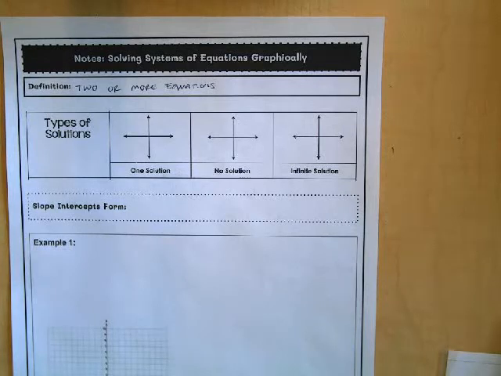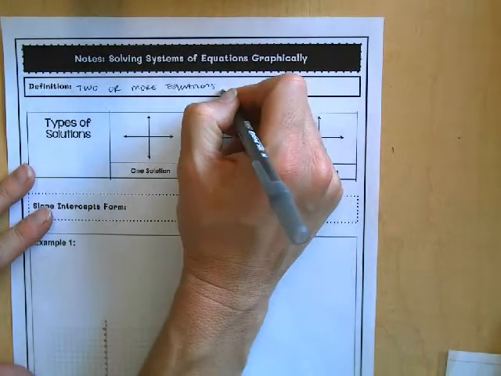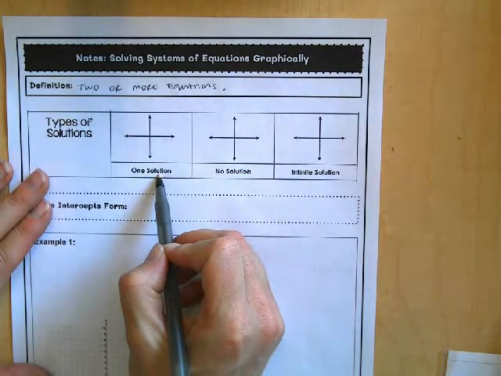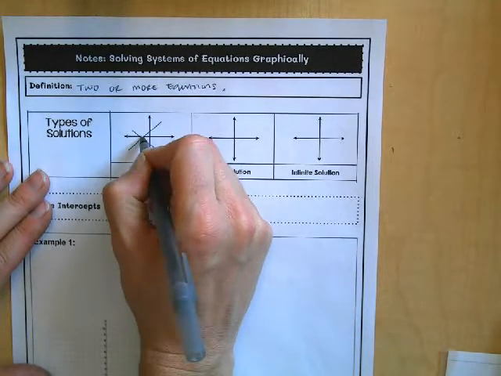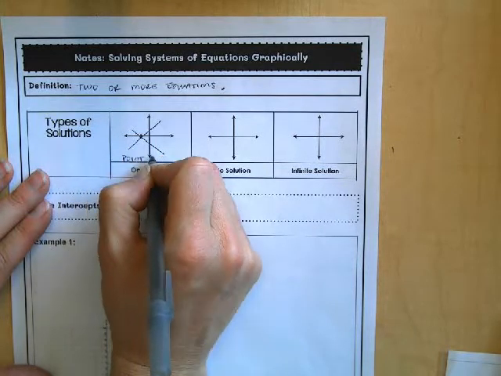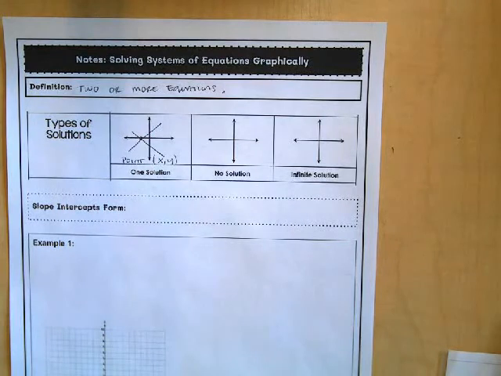Hi everyone, today we're going to be talking about solving systems of equations graphically. So the definition: you get two or more equations. And the types of solutions there are going to be: if you have one solution, this is going to be intersecting lines. Where they intersect will be the actual solution, and you will write that as a point, like an XY coordinate.